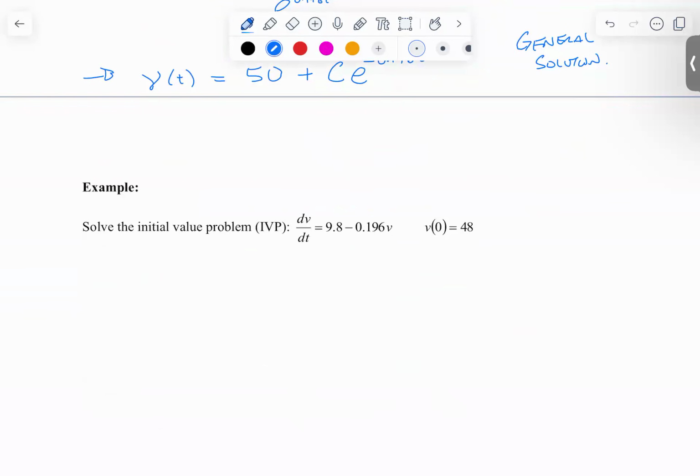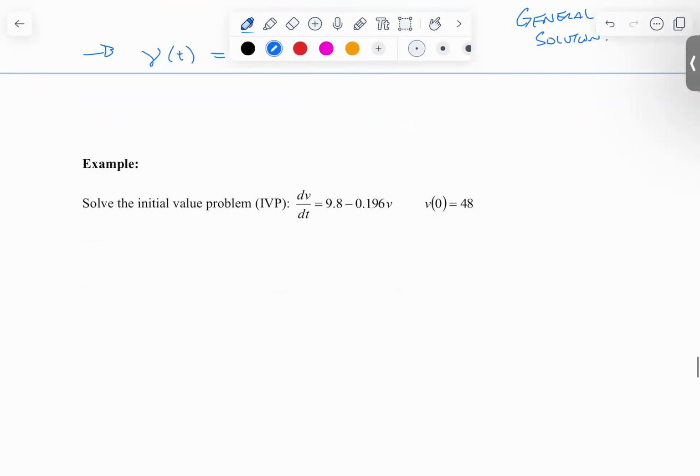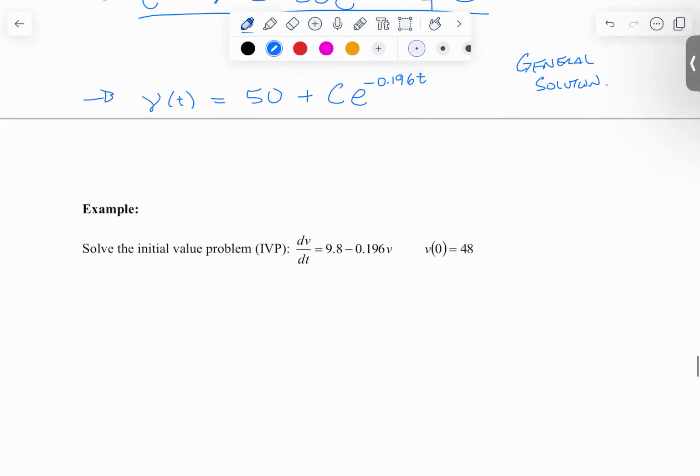To then solve the IVP, we can go one more step. Now I have the general solution. Now I have my initial condition at v of 0. At time 0 seconds, the velocity was 48 meters per second, given that we had context for this. So I can plug that into my general solution and solve it to find C.